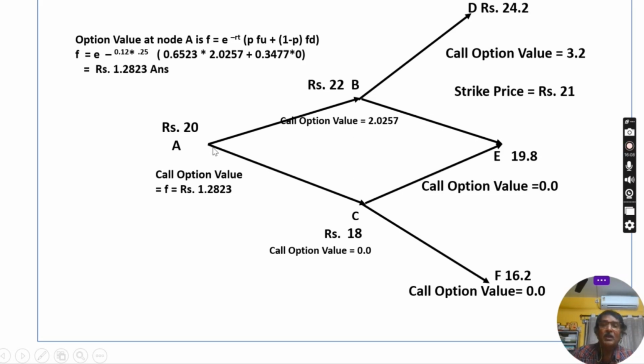Our purpose is to find out the call option value at the starting point, when you are interested to deal the call option. That's why you are interested to know the value. Then again you will apply this formula. The probability will be the same, as this is the same problem, so it will not differ. Putting the value of the call options, you can find out the call option value at this point. In this way, you can find out the call option value for the 2-step binomial model.